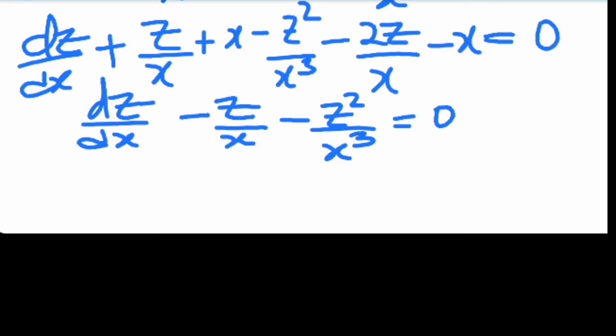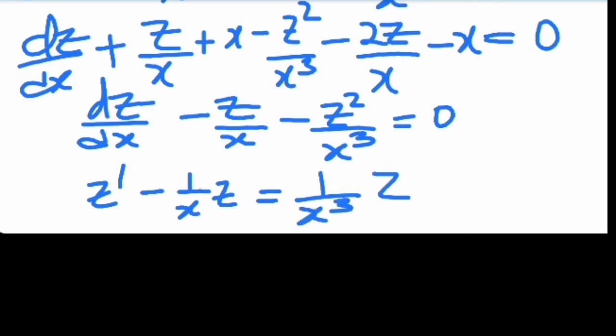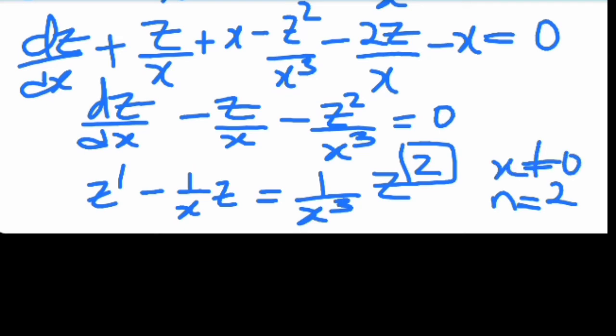So this is going to give me z prime minus 1 over x times z is equal to, so I'm taking this to the other side, 1 over x cubed times z squared. So this is a Bernoulli equation, and the n, the highest power of z, is 2. n is equal to 2. You know that x cannot be 0. You said it before because we divided through by x. So this is a Bernoulli equation.